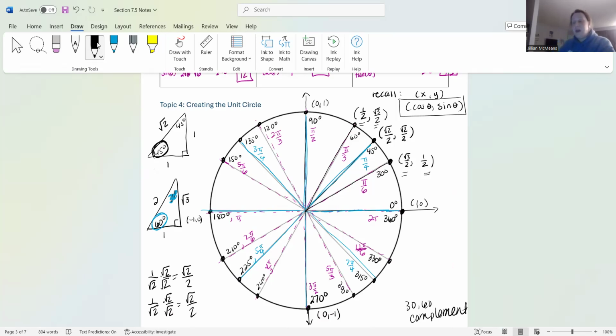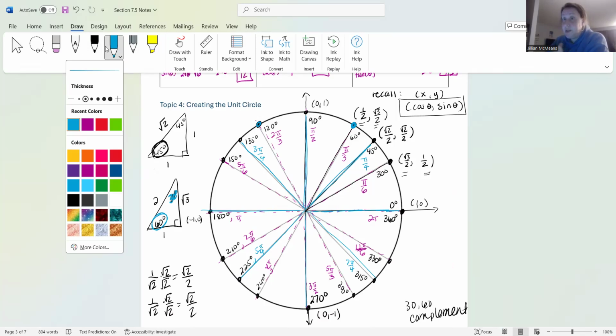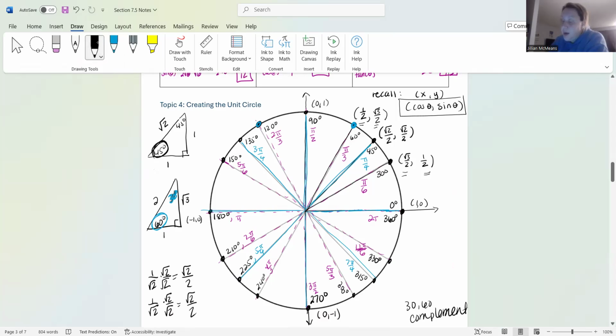Okay, now what we have to do is figure out what the remaining points on this circle are going to be, and they're going to follow a pattern. So when we go here, this point right here is going to match this point right here. So let me do those in blue. The only difference is now we're in quadrant two, and in quadrant two, sine is positive and cosine is negative. We talked about that in 7.4 when we talked about signs of trig functions. So when we do this point right here, we're going to get negative 1/2 and positive root 3 over 2.